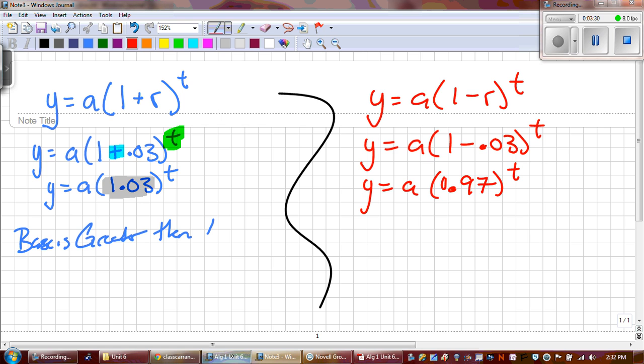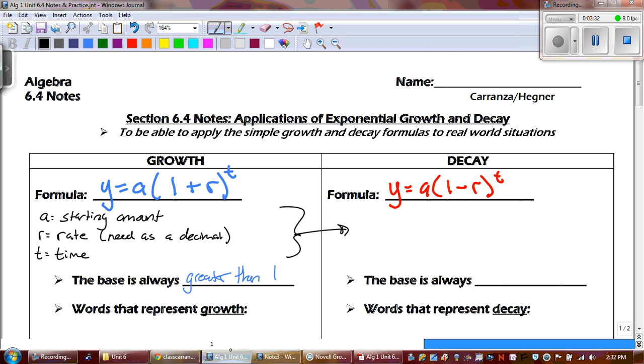Okay, but when we have a decay, our base, that center part, is greater than 0. Oh, hold on, we wrote it somewhere else. It's greater than 0 and less than 1, but it is between 0 and 1. Okay? Most people say, oh, it's a fraction. It can be, but it's going to be a decimal between 0 and 1.